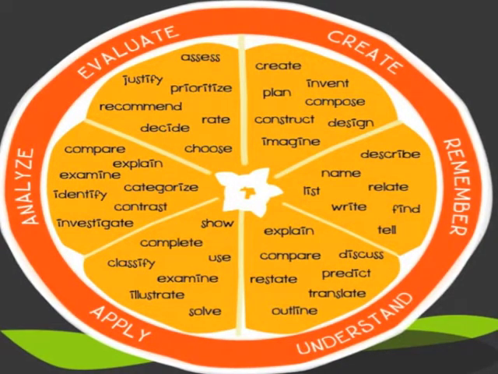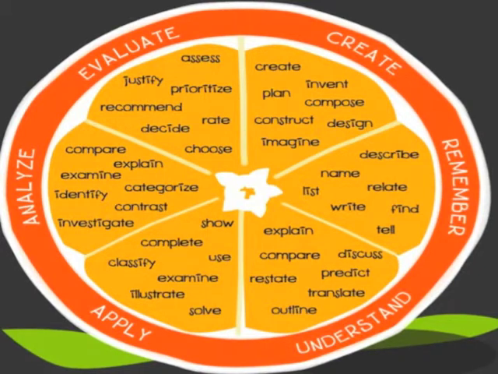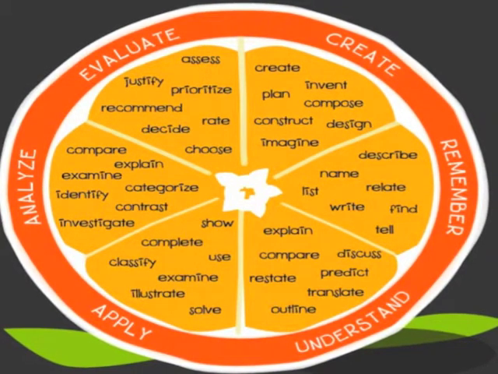So if you haven't guessed already, it's remember. Remembering is the least sophisticated level of thinking. Next is understand. The next is apply. Then analyze, evaluate, and create is the most sophisticated or the highest level of thinking and learning.